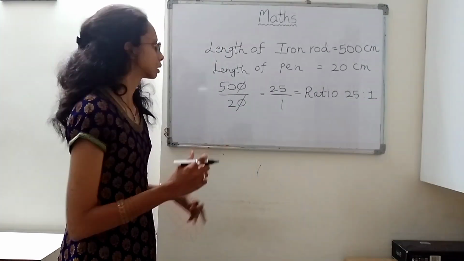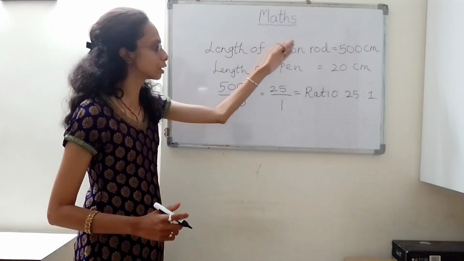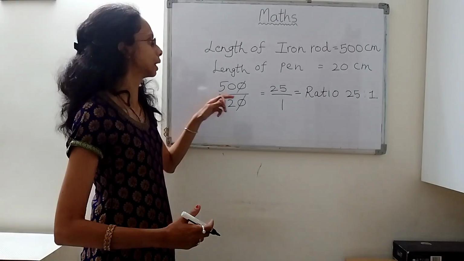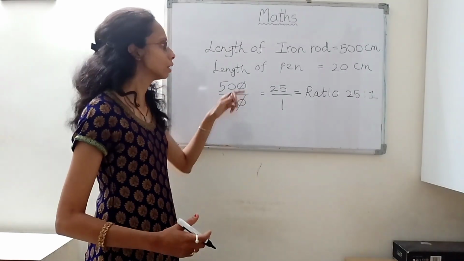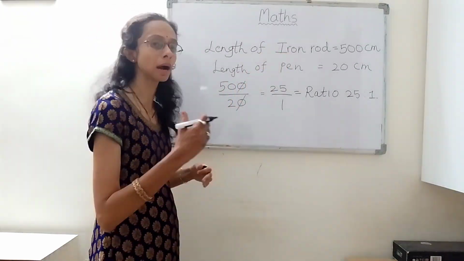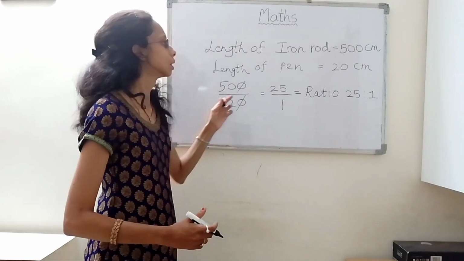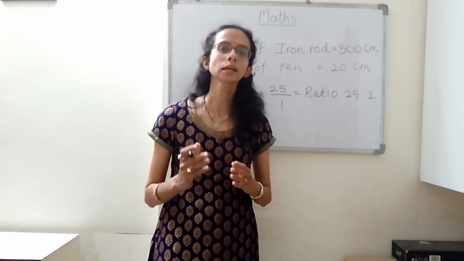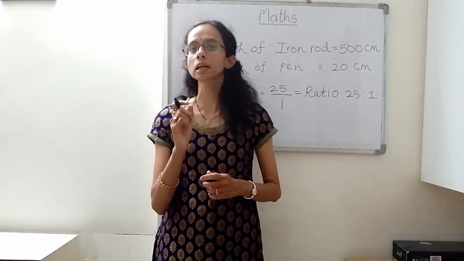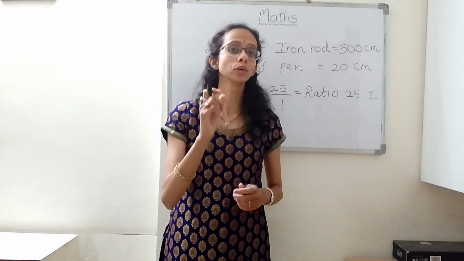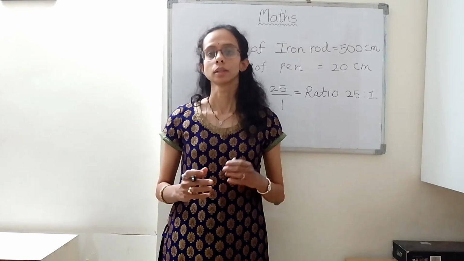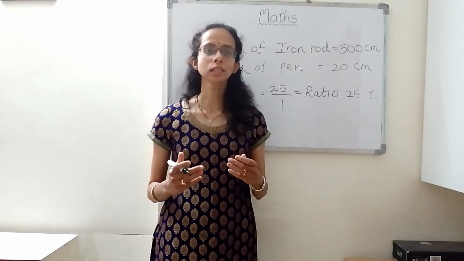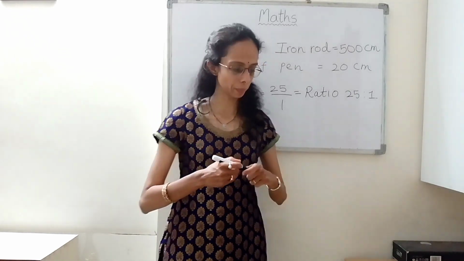This means that the length of the iron rod is 25 times more than the length of the pen, or the iron rod is 25 times longer than the pen. That way we can understand. Basically, students, in a ratio we are comparing how many times bigger one value is than another value. Fine. Let us take another example.